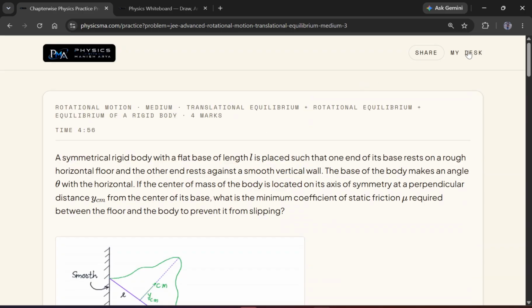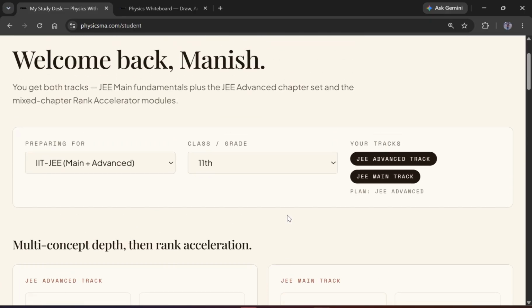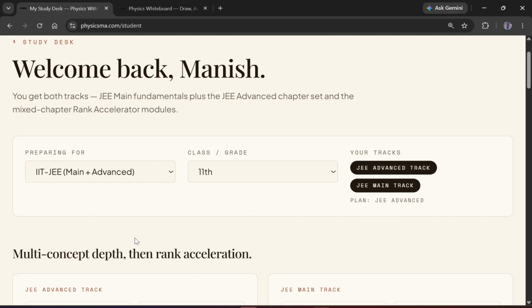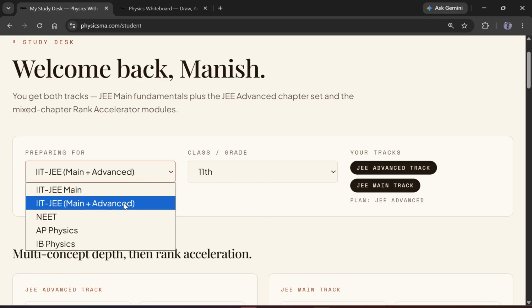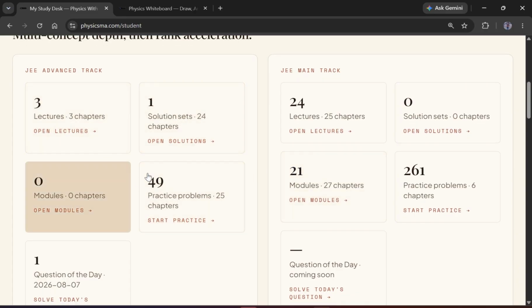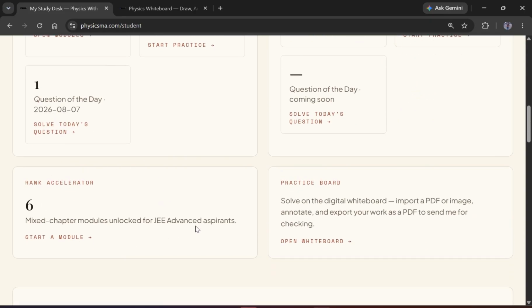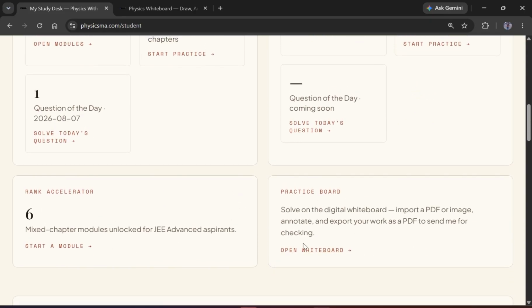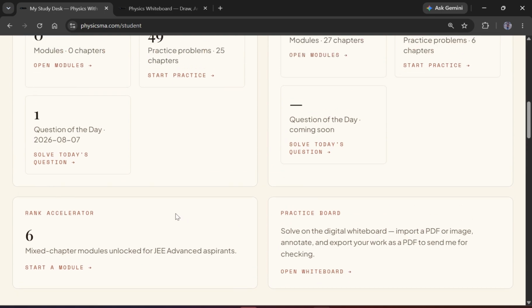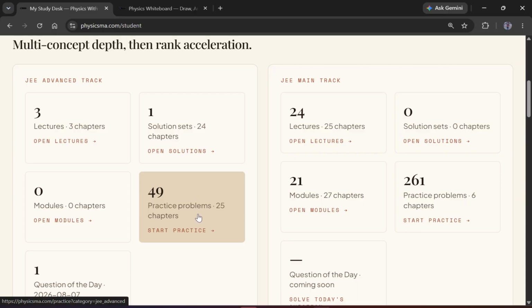Then when you go to my desk, you can see a lot of things over here. I have included a lot of features, like whether you are preparing for JEE Main only or JEE Main plus Advanced. Accordingly, you see I have included a lot of things here. I will be discussing all these things step by step, but right now I have the rank accelerator, then the practice board on which you can practice all your questions. And here in the JEE Advanced track, I have uploaded the lectures and the practice problems. I keep on uploading the problems.